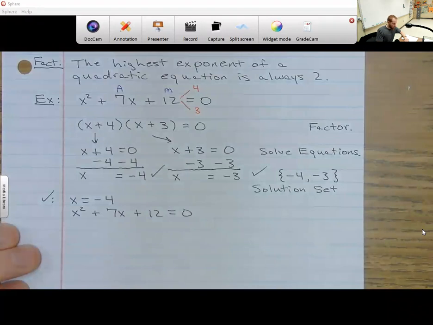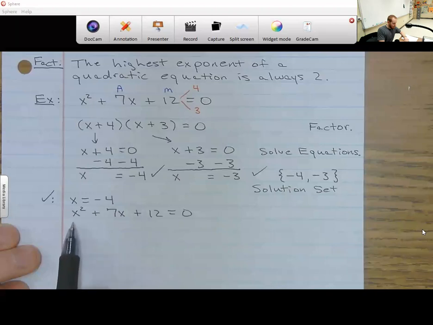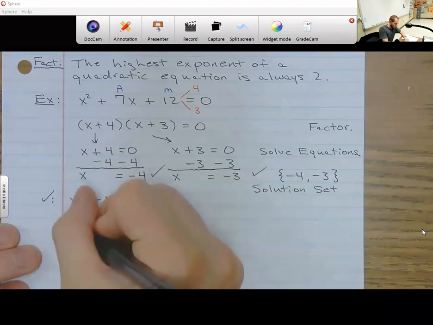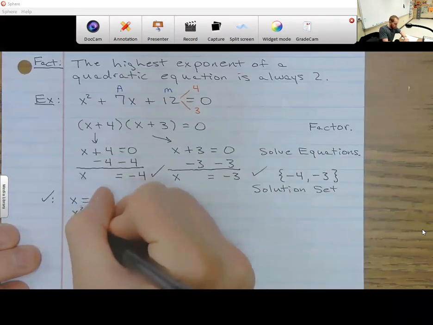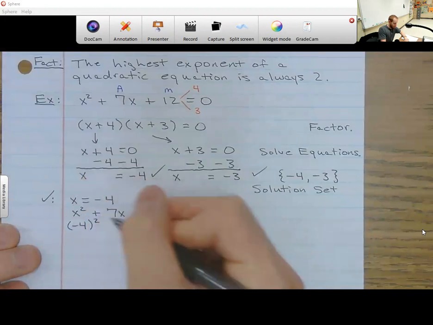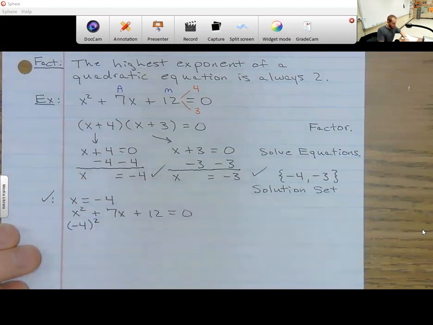It's very important that when you check your answers, you use as many parentheses as possible, because I've got a negative number right here. And the way I use my parentheses when I check it is going to affect the answer. So I'm going to let x be -4 inside parentheses, and I'm going to square that number. Once again, I'm just letting x be -4 and seeing what happens.